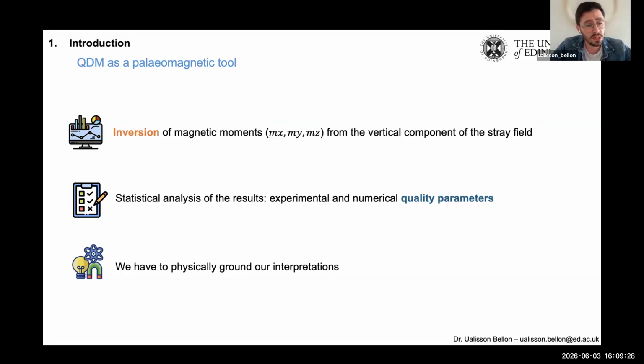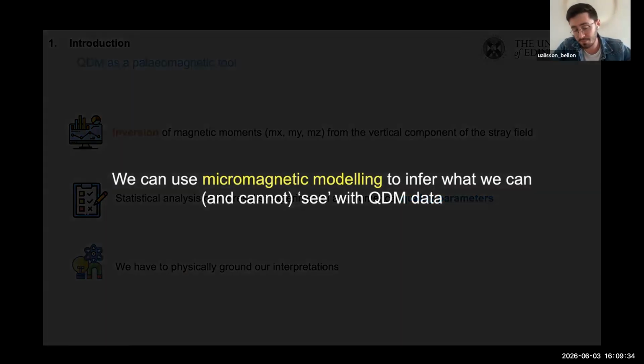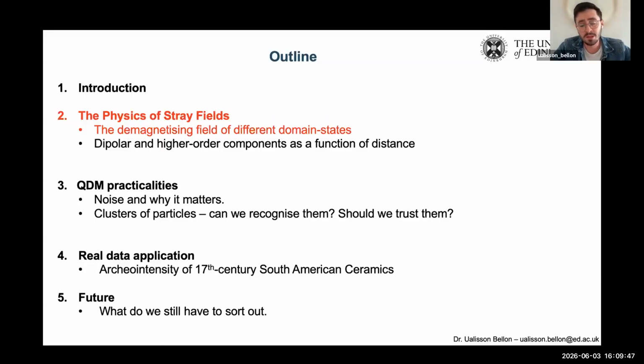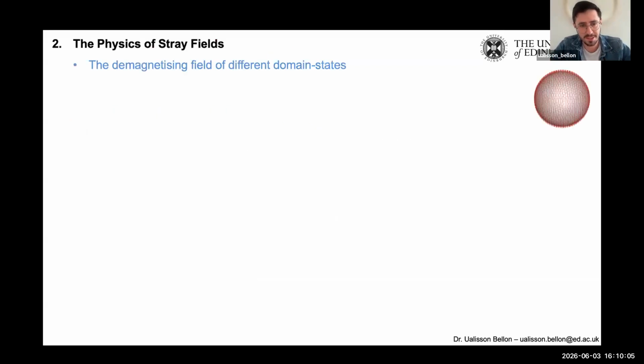But one thing we can do is to physically ground our interpretations by using micromagnetic modeling. So we can ask ourselves, how should different particles with different domain states look if we were looking at them using a QDM? So I'm going to be entering the part of this talk where I'm going to show a little bit of mathematics. Please bear with me. I promise this will not go throughout the whole talk, but I need to show a little bit of it so you can understand how we calculate these things. So we will understand that it's not magic, it's just physics.